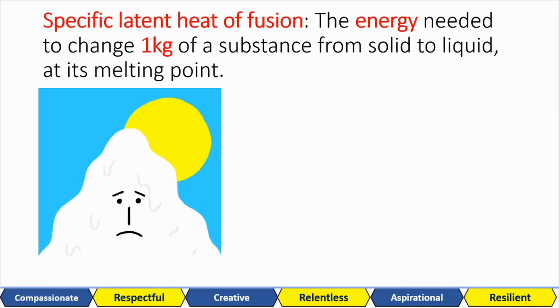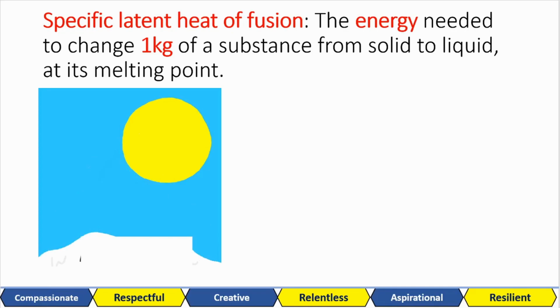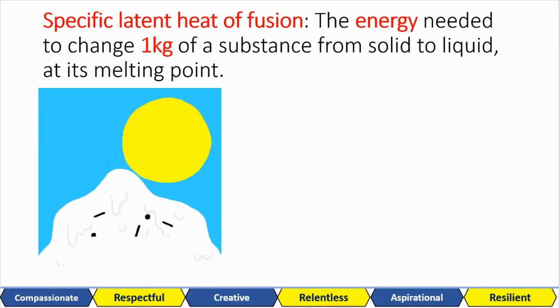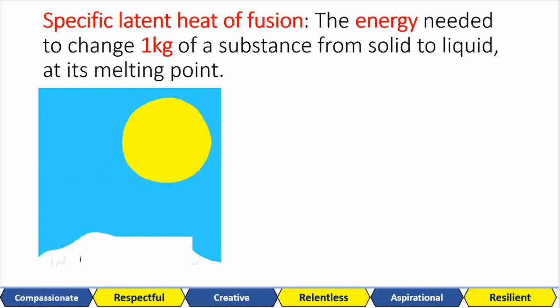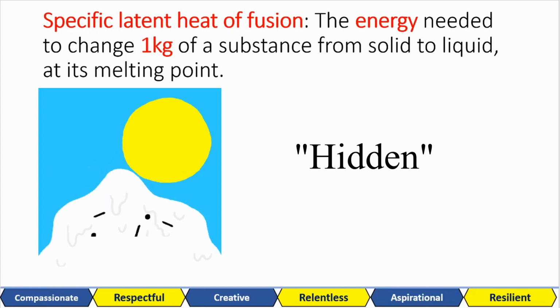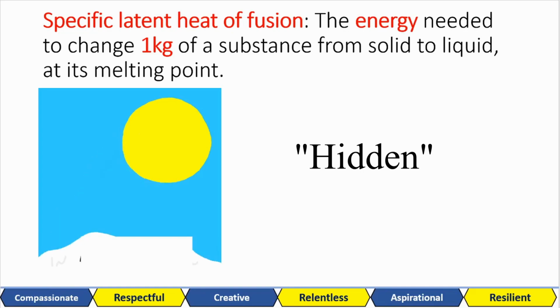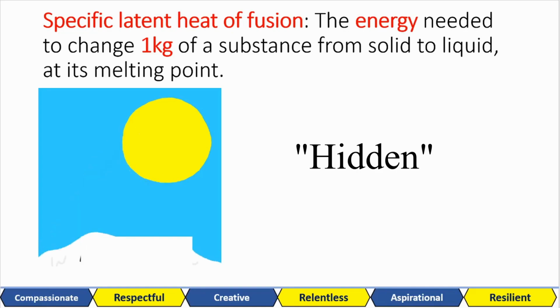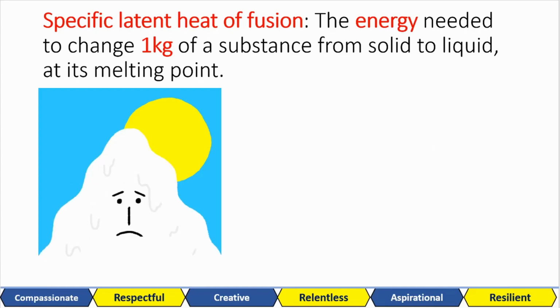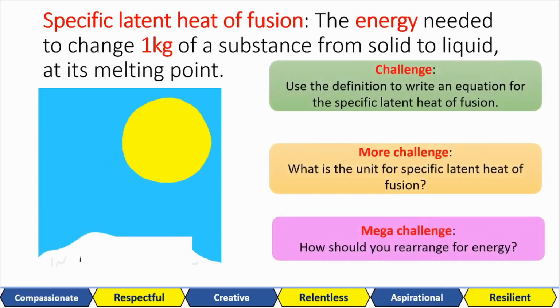The specific latent heat of fusion is the energy needed to change 1 kilogram of a substance from a solid to a liquid at the melting point. Latent means hidden, and this is because this energy that we add doesn't register as a temperature change. Remember, the temperature remains constant when a substance changes its state. So it's latent, it's hidden, we don't see a temperature change. I've got these challenge questions, of course. Do your thing.